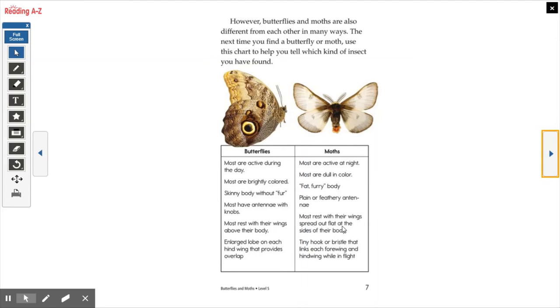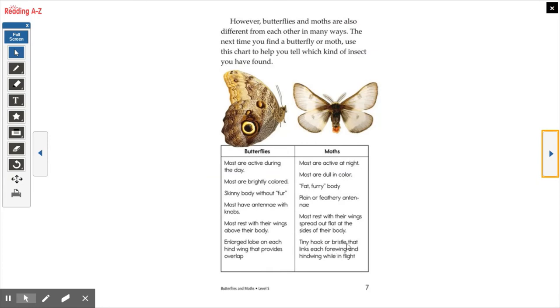Most rest with their wings spread out flat at the sides of their body. They're talking about when they're not flying. So when a butterfly, you've ever seen it just come to rest on a leaf or a flower, they kind of put their wings back away from them, like kind of fold them up. Whereas when a moth lands on something, like on a door or on a flower, on a leaf, its wings are still spread out. It doesn't close them up when it sits.